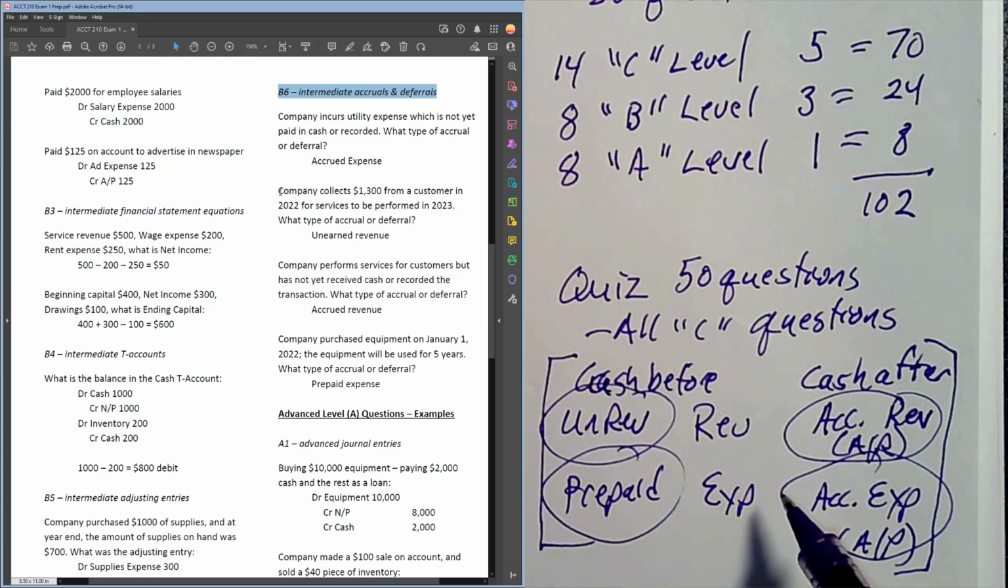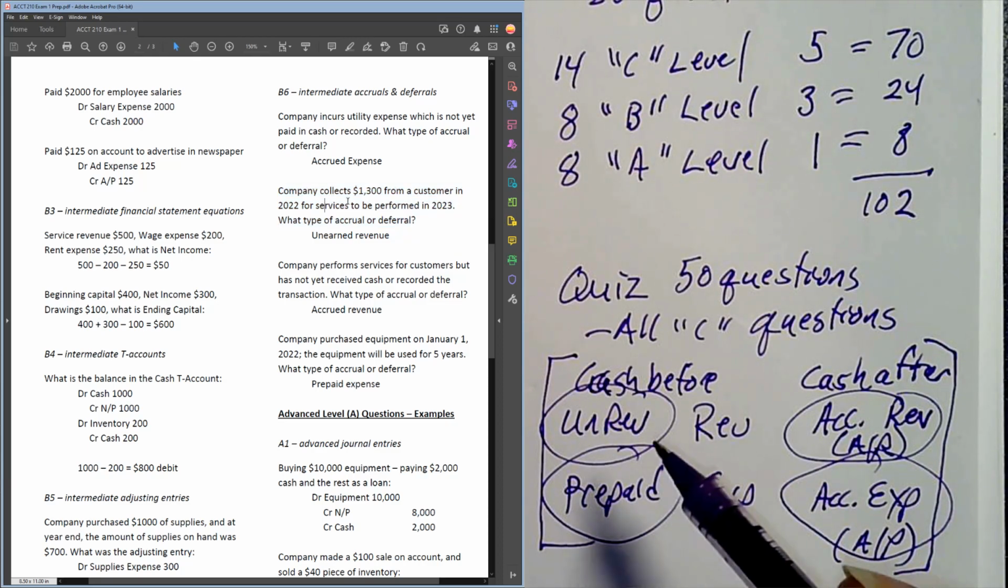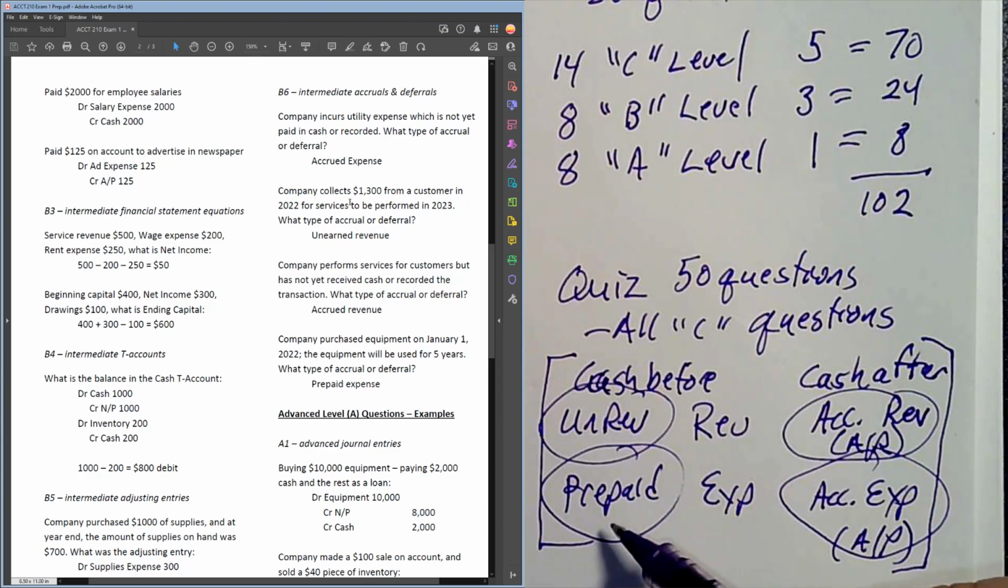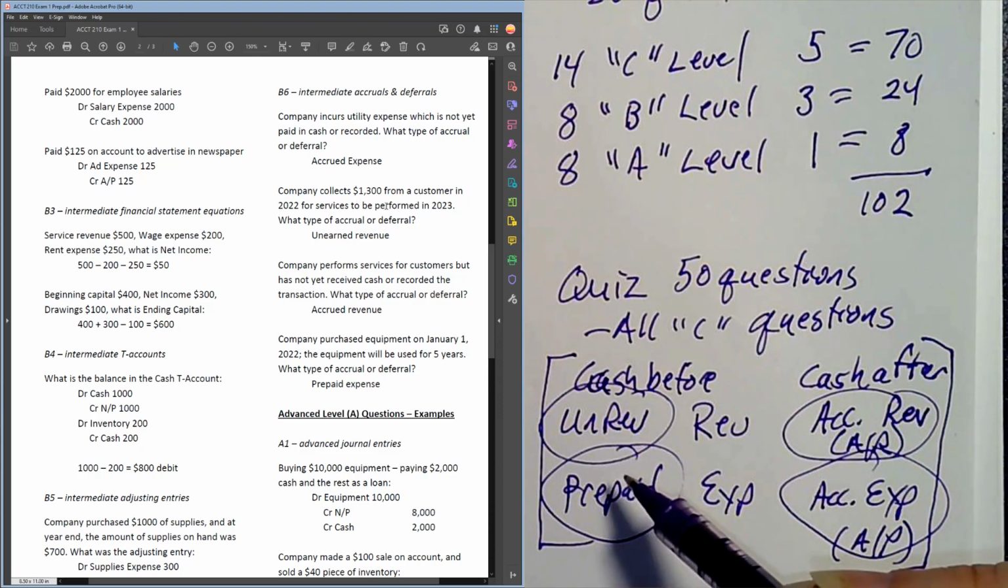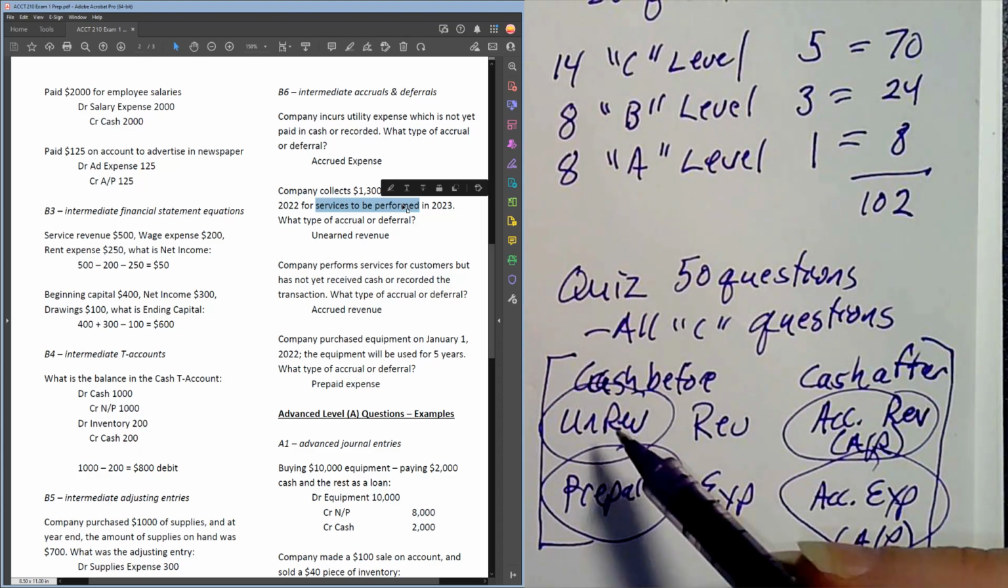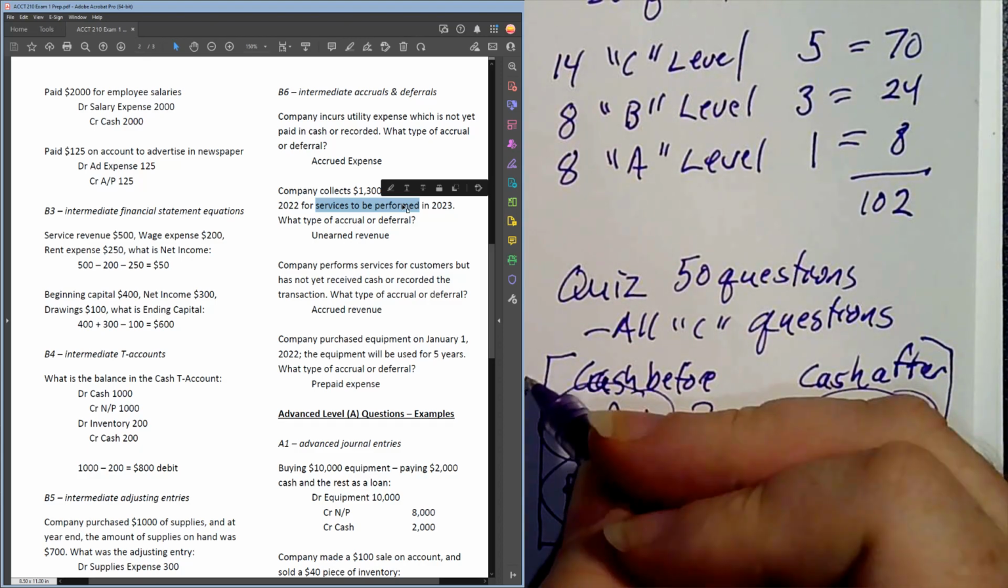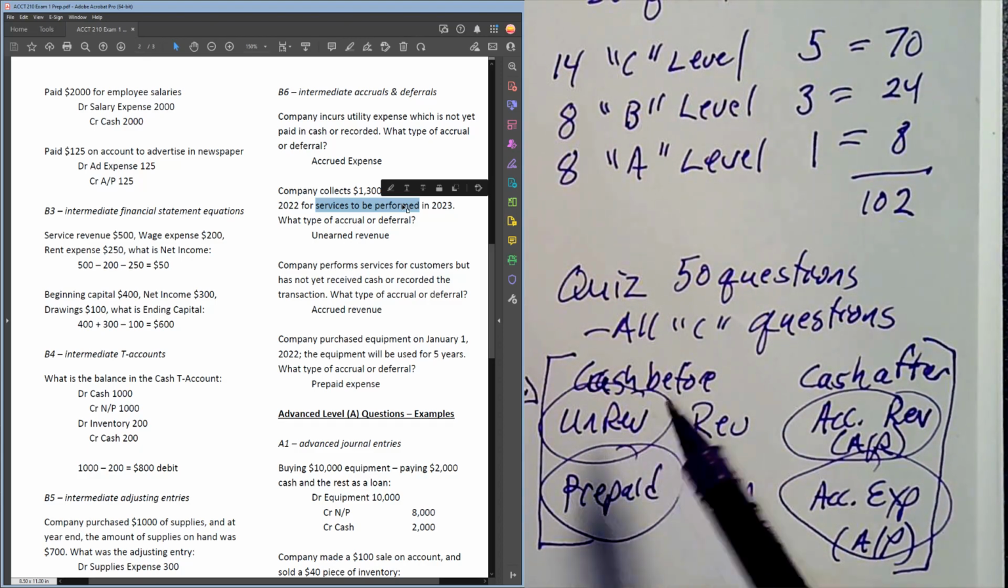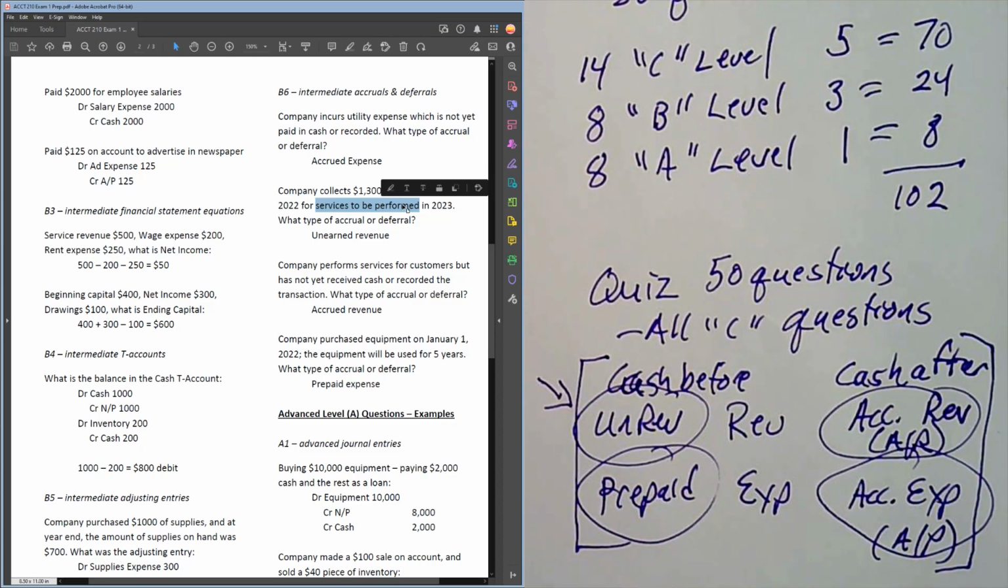So I'll just look at this one right here. Company collects $1,300 from a customer. Okay, well, that's the cash happening right now. So it's one of these 2. And then we want to ask ourselves, is it a revenue or an expense? Well, we're collecting from a customer for services performed. That means we're earning revenue. So that's why the cash happened first, and it's a revenue. Therefore, this particular type of accrual or deferral is called unearned revenue.